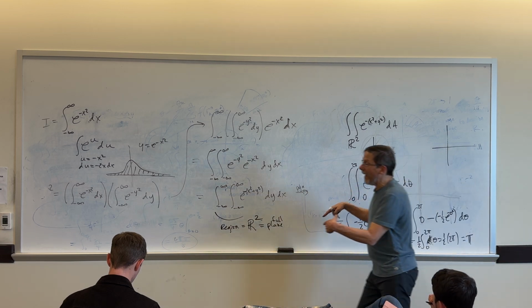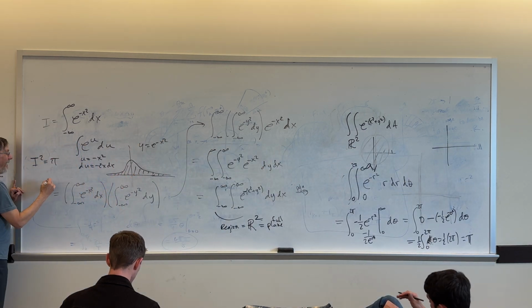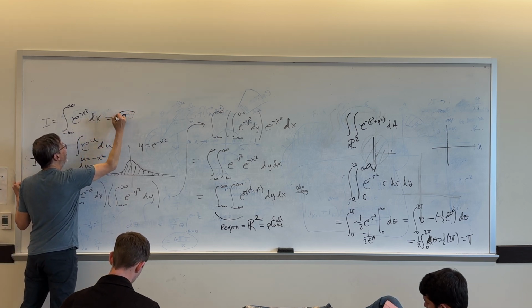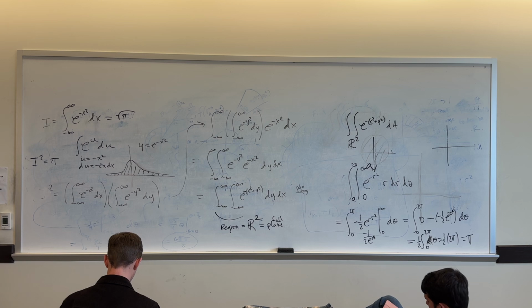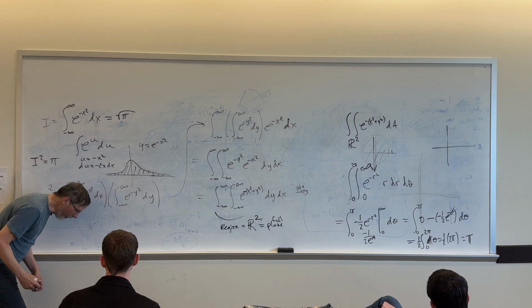So pi is I squared. So I squared is pi. Therefore, this integral here is the square root of pi. And so that's something we couldn't have done any other way. Besides, well, you can't do it exactly any other way at all. So that's quite beautiful.